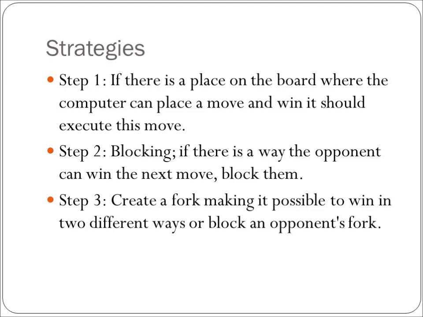Strategies. Step 1. If there is a place on the board where the computer can place a move and win, it should execute this move. Step 2 is blocking. If there is a way the opponent can win the next move, block them. Step 3. Create a fork, making it possible to win in 2 different ways, or block an opponent's fork.